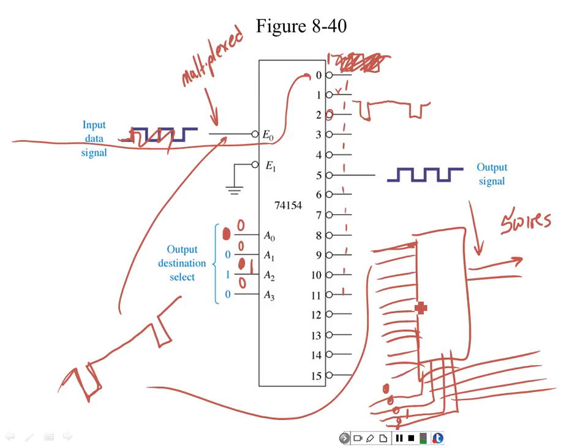Which doesn't sound like much, but when you start paying for copper, and then you're doing this all over your plant, right? You understand? Then you save tons of wires.